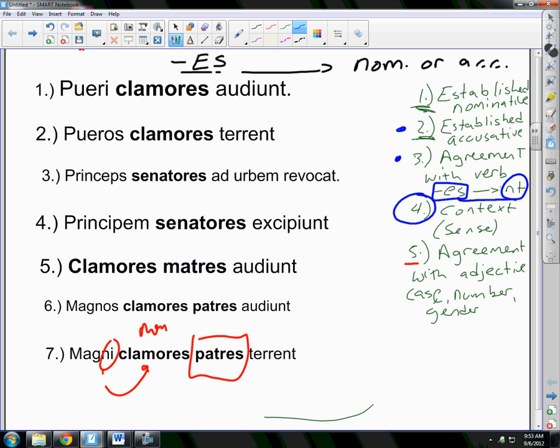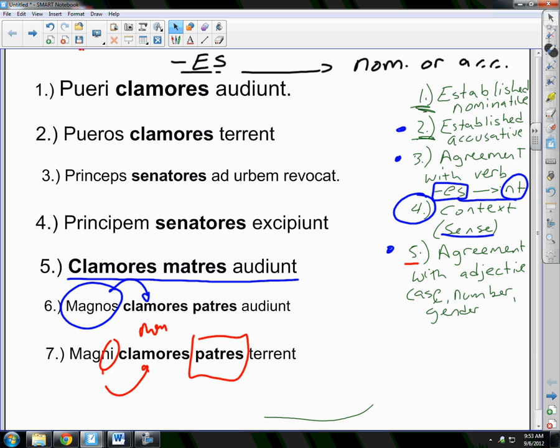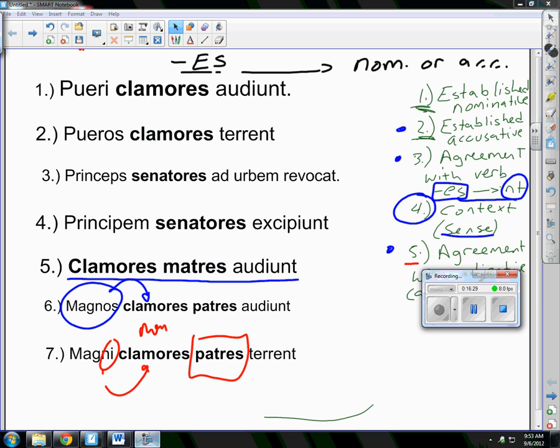The fourth way is context. We use that one with this guy right here. Both of them could be accusative. Both of them could be nominative plural. We tried them both out. One made sense, one didn't. So we're using context or sense. The last one that we used was agreement with the adjective. The adjectives have to agree with the word that they modify in case, number, and gender. So magnos gives me a clue that clamores is accusative, masculine, and plural. And guys, that's it. That's how we tell whether es is nominative or accusative plural.